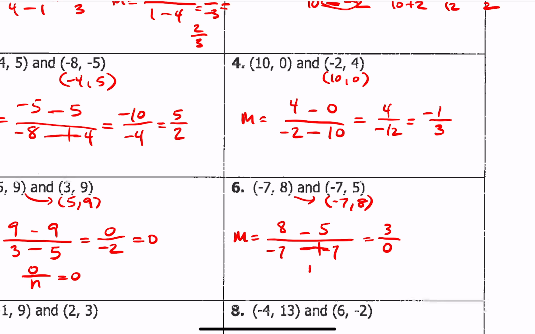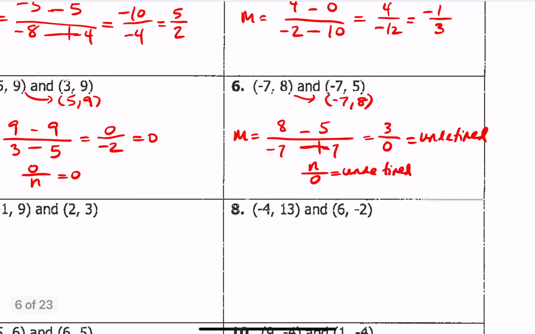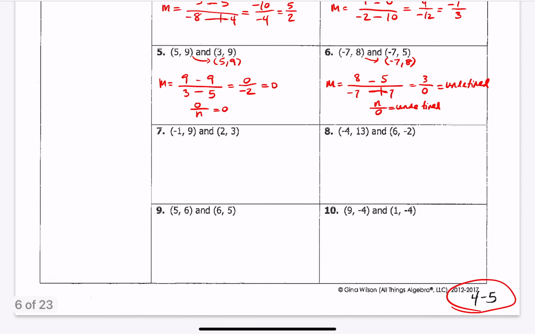So here's another fun fact. Any number divided by 0 is undefined. So see that N? That means no, you can't do it. It's undefined. So think about that. When the zero's on the bottom, no, not going to work. So this is an undefined slope, and you should be able to tell if this line is vertical or horizontal based on the kind of slope it is. So you're going to finish 7, 8, 9, and 10.